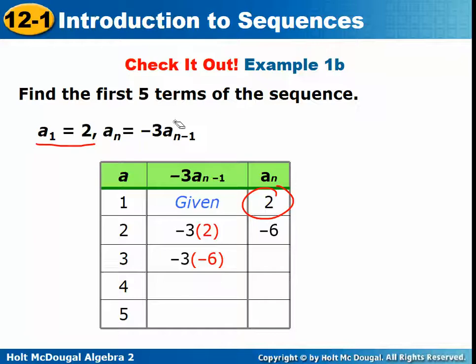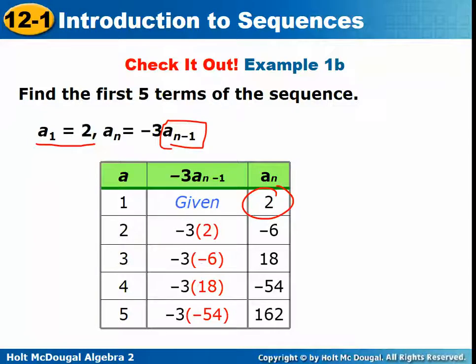-6. This is the part that each time will be the term before it. And we get 18. Notice that a negative times a negative is positive, so now it was negative, and now it's positive. This one's going to flip back and forth. And then we take -3 times 18 is -54, and then finally -3 times -54 will be a positive 162. So this column here is the first 5 terms of the sequence.